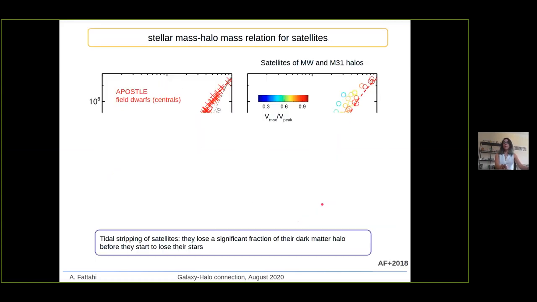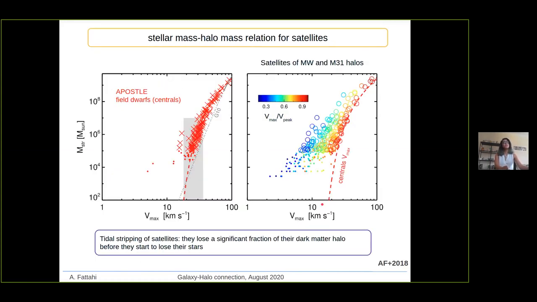I have like 1 minute, so I'll just quickly go over the satellites. The picture is more complicated when we want to talk about satellites because they also lose mass. Here on the left, you're going to see the field dwarfs, and on the right, satellites of Milky Way and M31, color-coded by how much mass they've lost since infall.